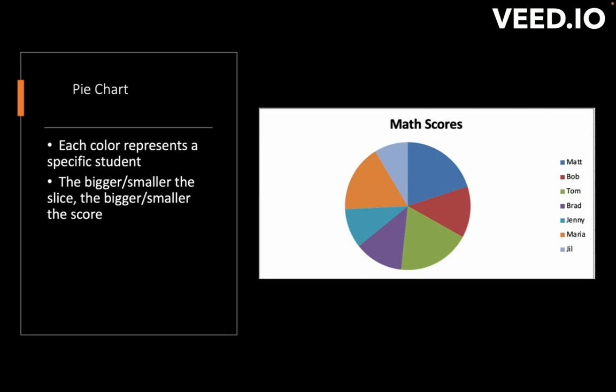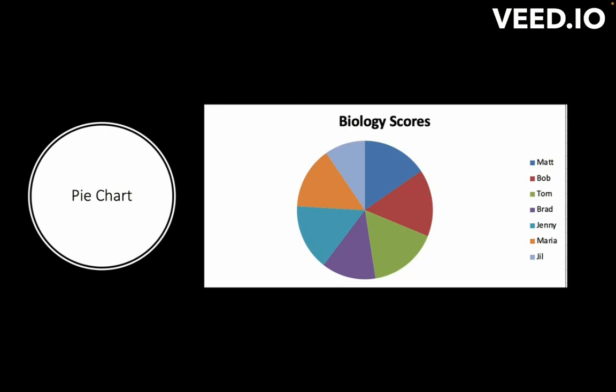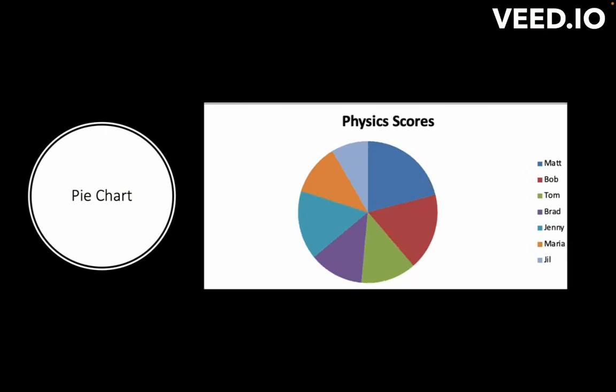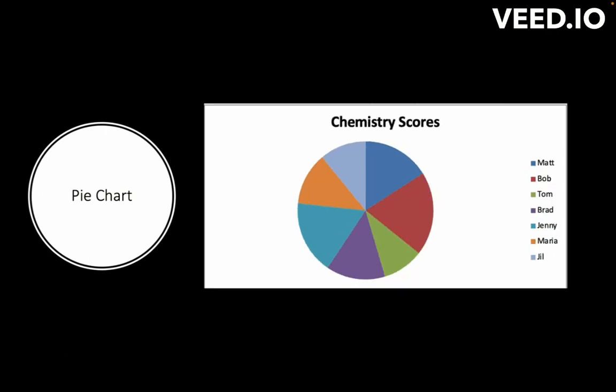So to give an example, Jenny is the light blue and Matt is the dark blue. So Jenny, the light blue, has a smaller slice than Matt, the dark blue, and Matt has a bigger slice, meaning that Matt's scores are higher than Jenny's in terms of the math. And this is the biology scores, and this is the physics scores, and this is the chemistry scores. So these are the pie charts.